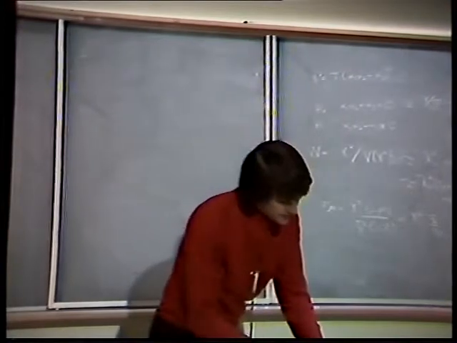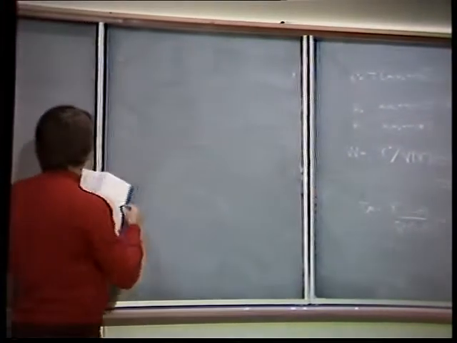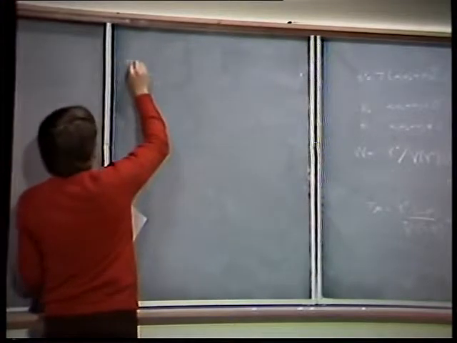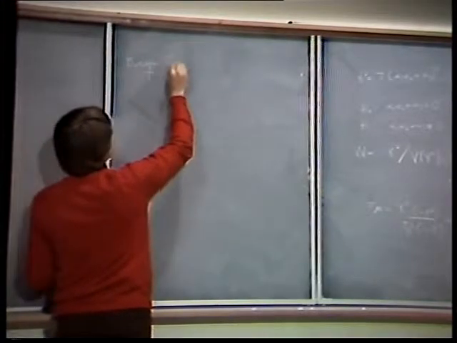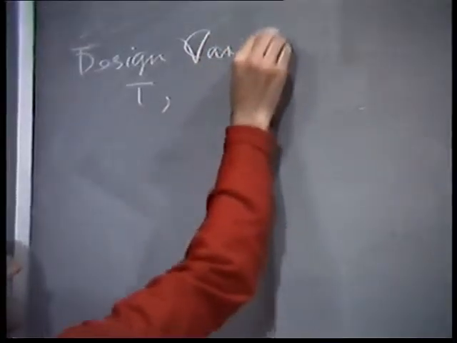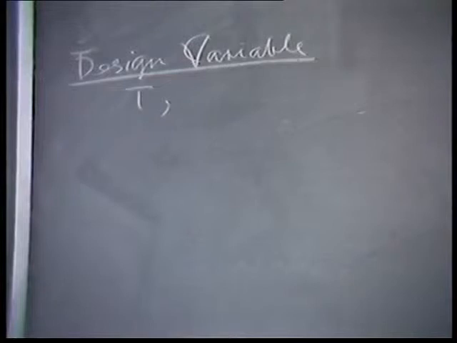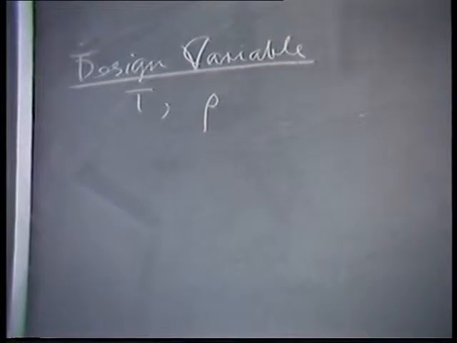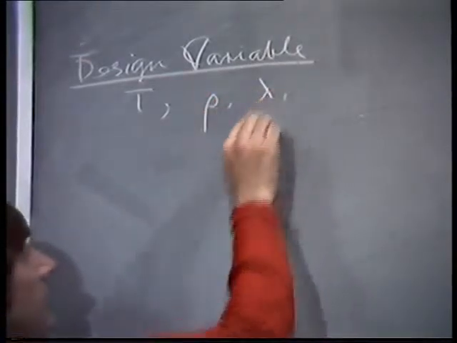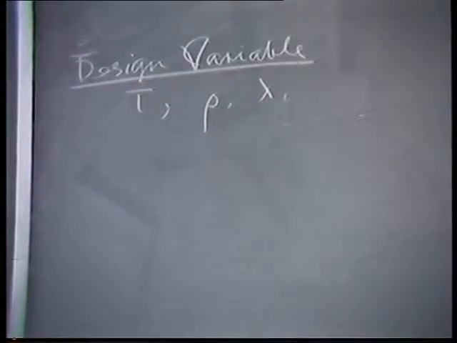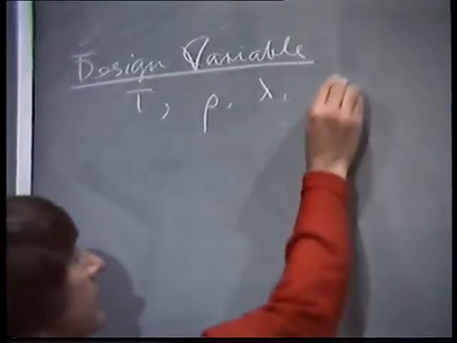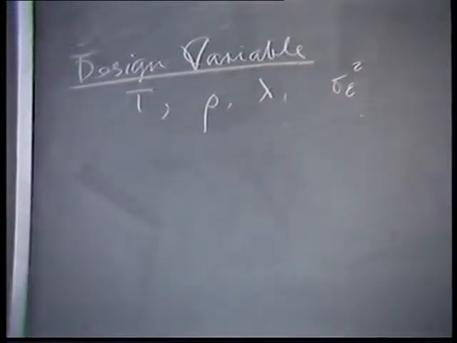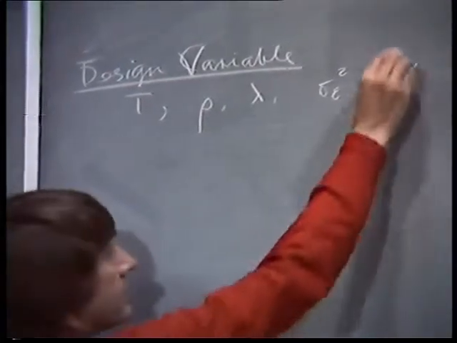Well, what are the design variables for this model? Well, the variables that we can control are T, the size of the sample, the serial correlation coefficient for the error process, rho, the autoregressive parameter for the process generating the x's, lambda, and sigma epsilon squared. There is in fact also gamma, but we treat that separately.